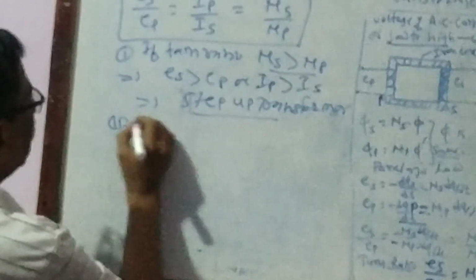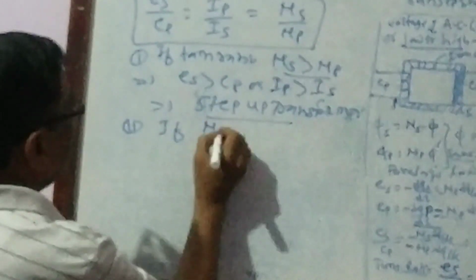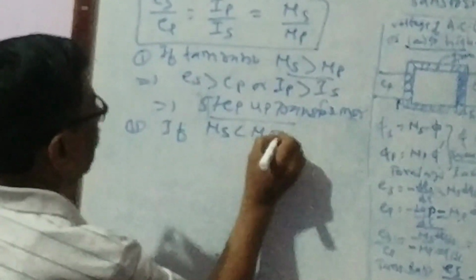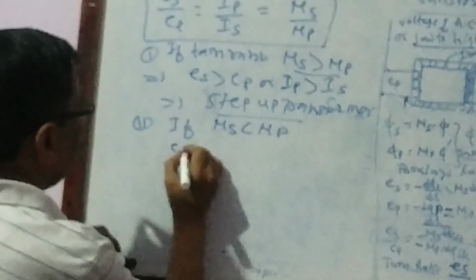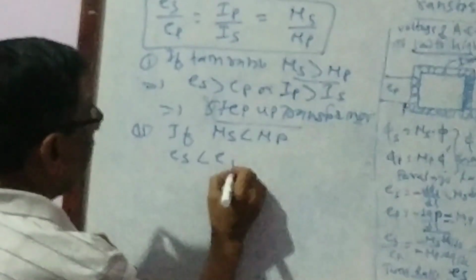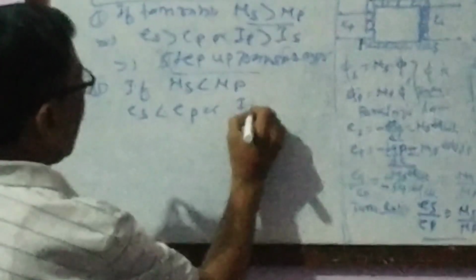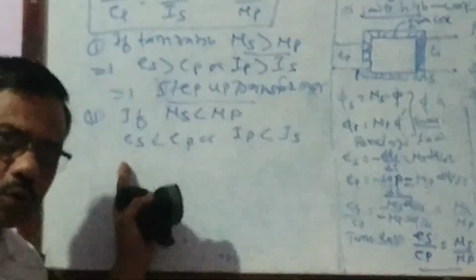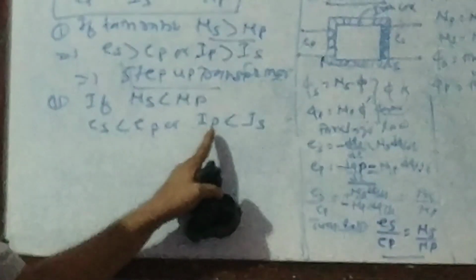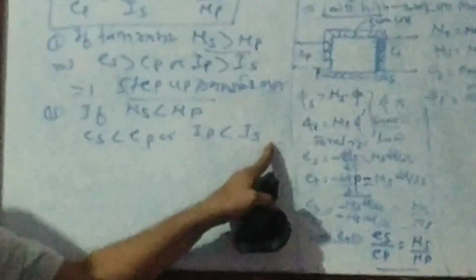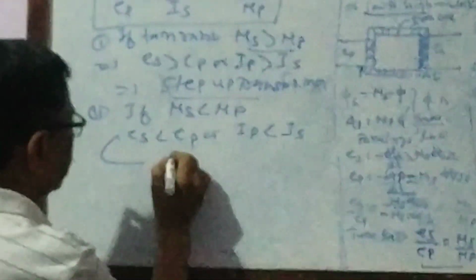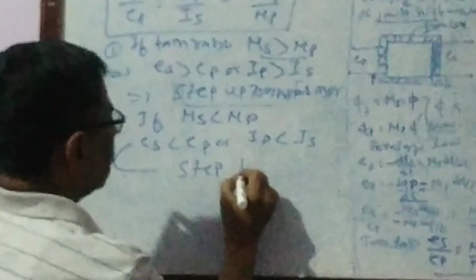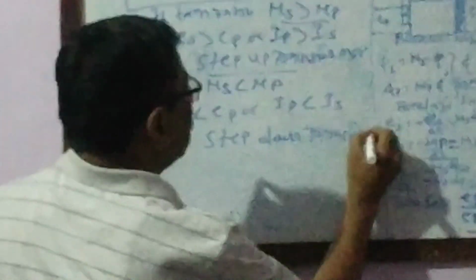Now, second is if NS is less than NP, and we can have ES less than EP, or IP less than IS. That is, the output voltage is less than input voltage, or input current is less than output current. And in this type, we get a step-down transformer. In this way, we get the step down.